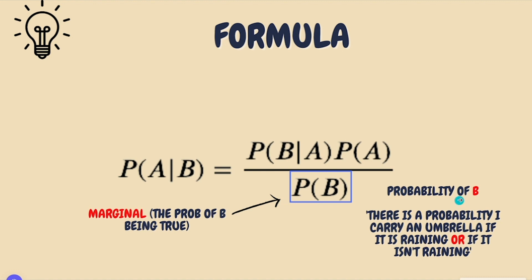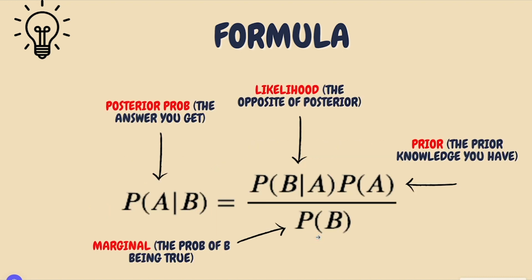In the denominator, we have the marginal, sometimes called the normalization factor. It's the probability of B given true. So there is a probability I carry an umbrella if it is raining or if it isn't raining. So there are two scenarios in which I can carry an umbrella that I want to capture in my denominator. So once again, the formula: the probability of A given B is equal to the probability of B given A times the probability of A, divided by the probability of B.